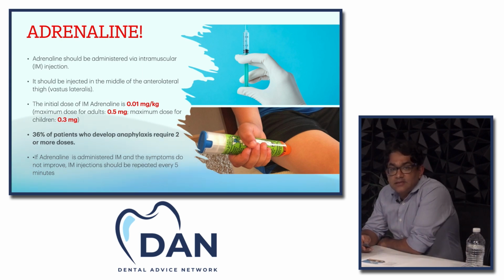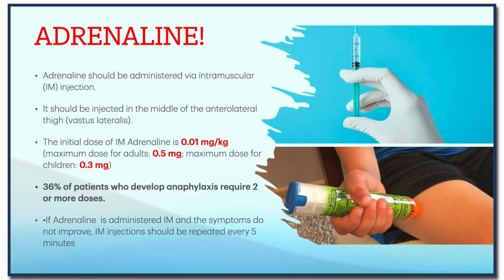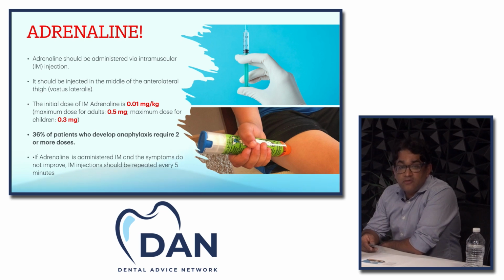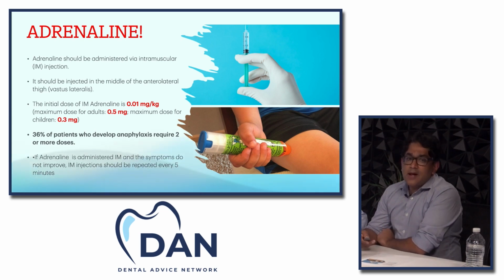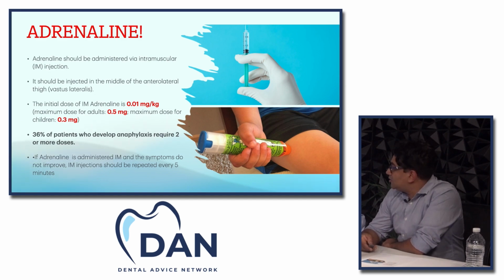Adrenaline is administered intramuscularly in the anterolateral thigh, like that child's doing in that photograph. The initial dose is 0.01 milligrams per kilogram, to a maximum dose of 0.5 milligrams in adults and 0.3 milligrams in children. About 30% of people who have anaphylaxis require 2 or more doses of adrenaline during the attack. So in practical terms, if you've given an IM dose of adrenaline and the symptoms are not resolved in 5 minutes, the patient should probably get another dose.